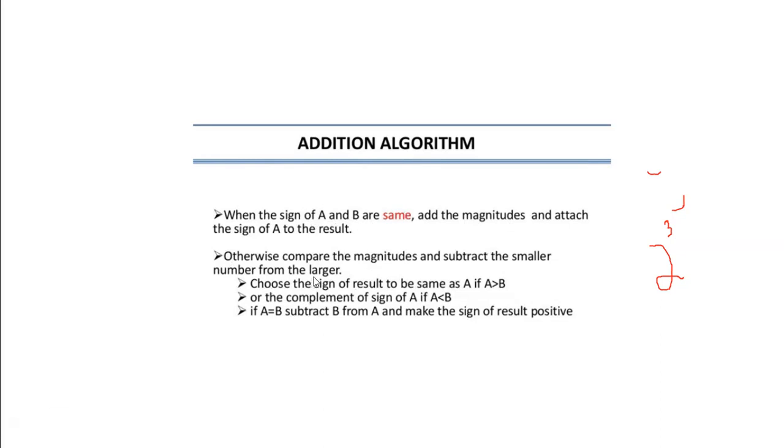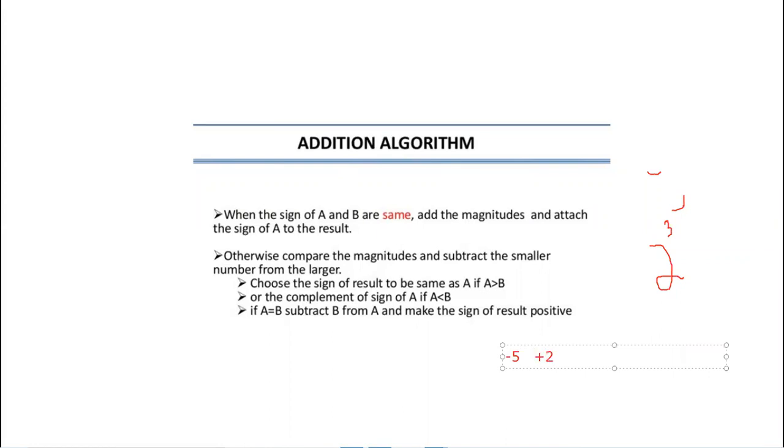Otherwise, if there is a difference in the sign bit, compare the magnitudes. For example, say the value is minus 5 and then plus 2. Suppose you are going to add these two: minus 5 plus 2 is minus 3, isn't it? So let us consider the first as the A value and the second as the B value. You compare the values 5 and 2, and whichever is bigger, that sign is used for the result. Compare the magnitudes and subtract the smaller number from the larger. Then choose the sign of the result to be the same as A if A is greater.